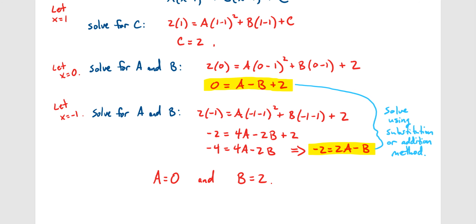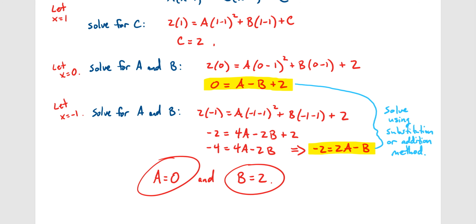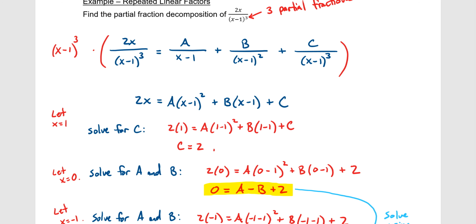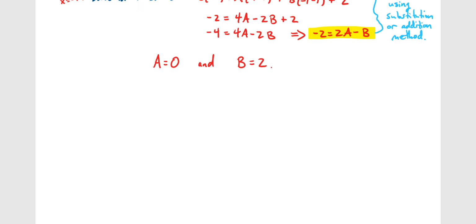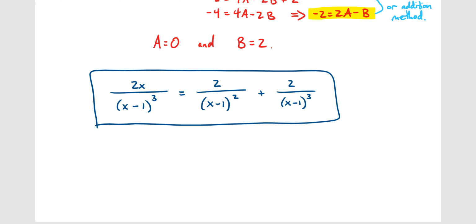We have c, we have a, and we have b. So let's go ahead and plug them in to how we started it. So we're going to essentially just plug them in right here, and that's going to be our answer. So let's rewrite that. We end up getting the decomposition for 2x over (x minus 1) cubed is 2 over (x minus 1) squared plus 2 over (x minus 1) cubed. And notice that I didn't even write in 0 over x minus 1 for the a term, because it obviously just would have been 0.